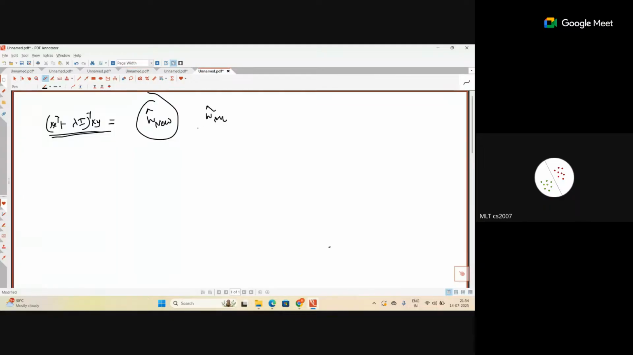I know how to find w hat ml by using the maximum likelihood estimator. But how to find this, I didn't say about it till now. So we can find this estimator by using the Bayesian modeling. I think we have learned about the Bayesian estimator.